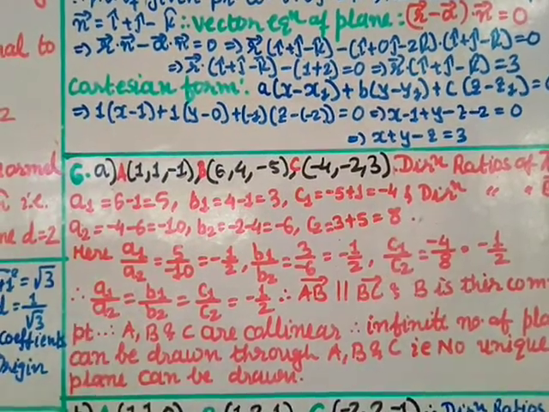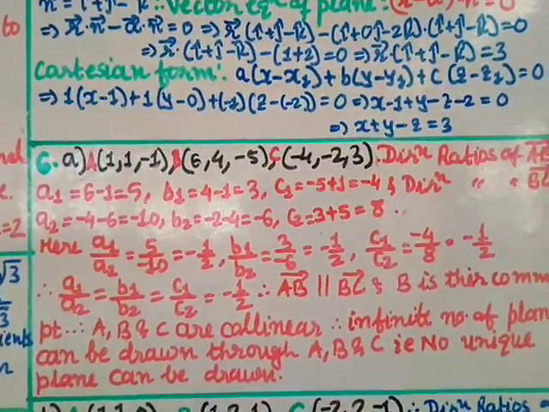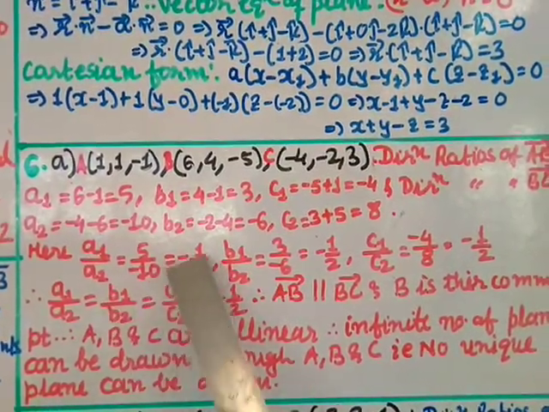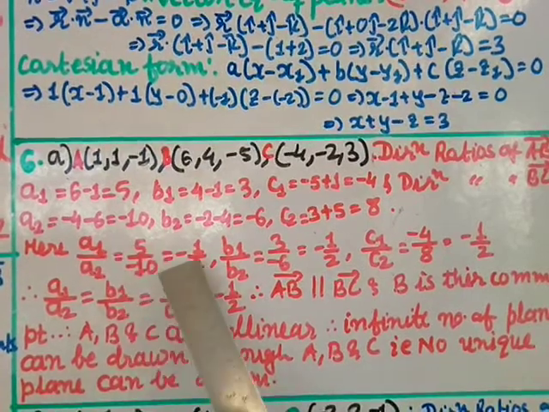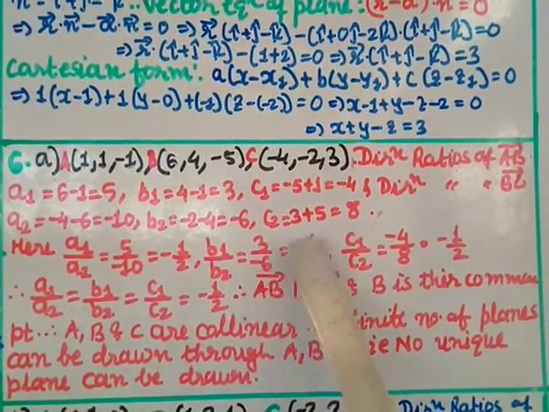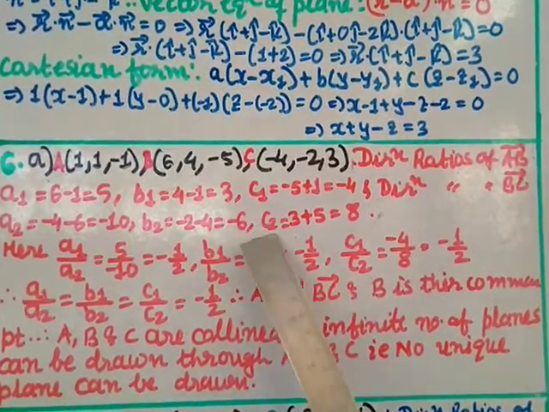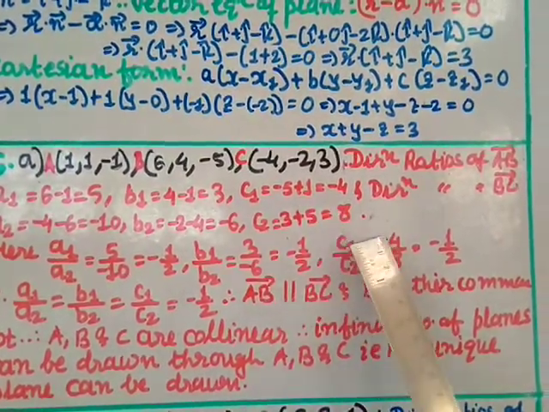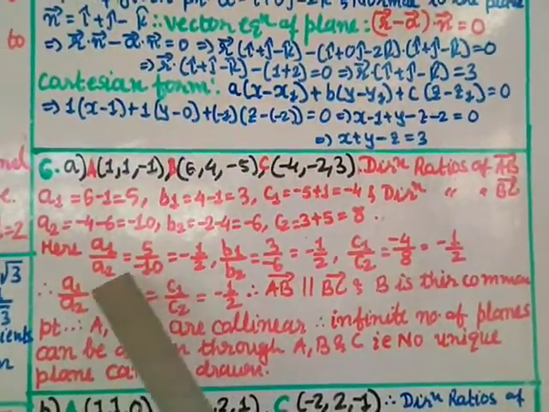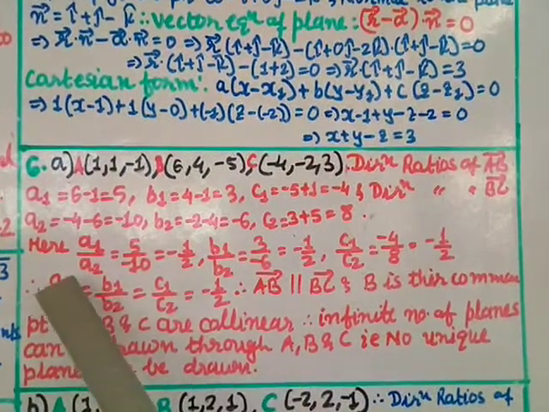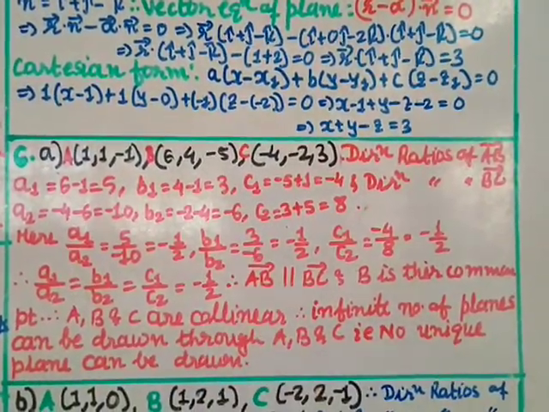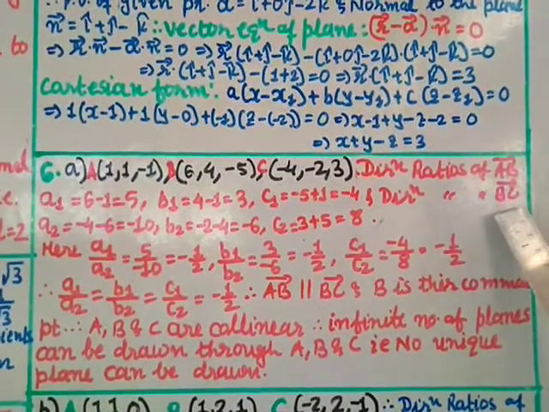Now here we take the ratios A1 by A2, B1 by B2, C1 by C2. So A1 by A2 equals 5 by -10, which gives you -1 by 2 if you cancel by 5. Then B1 by B2, 3 by -6, cancel by 3, gives -1 by 2. And C1 by C2 equals -4 by 8, cancel by 4, so you get -1 by 2. That means all 3 ratios are equal: A1 by A2 equals B1 by B2 equals C1 by C2 equals -1 by 2. If the ratios are equal, the given 2 lines are parallel.